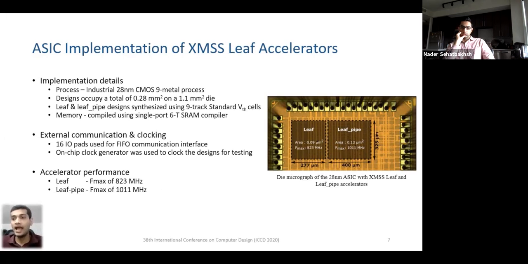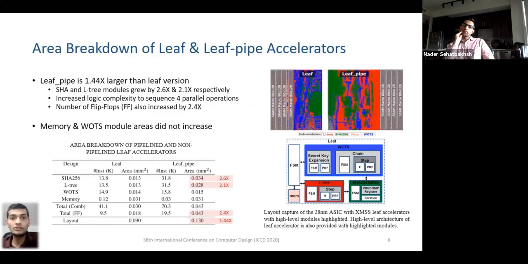The chip has 16 IOs dedicated to the XMSS accelerators and uses two-way FIFOs to service the requests to the accelerator. Leaf and leaf pipe accelerators can operate up to 800 megahertz and 1 gigahertz respectively. The layout capture on the right shows the placement of various modules in the leaf accelerators.